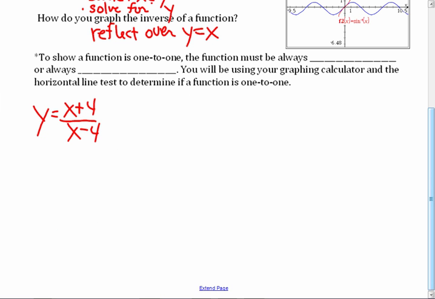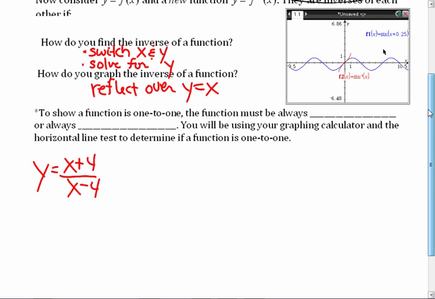So if I gave you y equals x plus 4 over x minus 4, and I want the inverse function of that, what's cool is the CAS calculator will actually do it for you. Yours won't. What do you have to do? You have to switch x and y. So I'm going to have x equals y plus 4 over y minus 4.